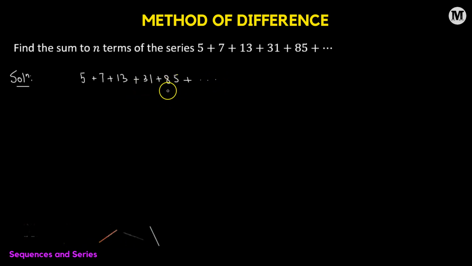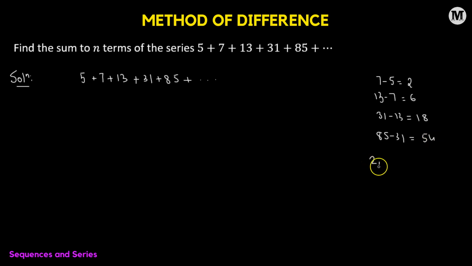However, this series is not an arithmetic series, neither is it a geometric series because it does not have any common difference, nor does it have any common ratio. However, if we consider the second term and subtract the first term from it, we're going to get 2. Take the third term and subtract the second term from it, that's going to give us 6. Next, we take 31 and subtract 13, so that's going to give us 18. Then we have 85 minus 31. So that's going to be 54.